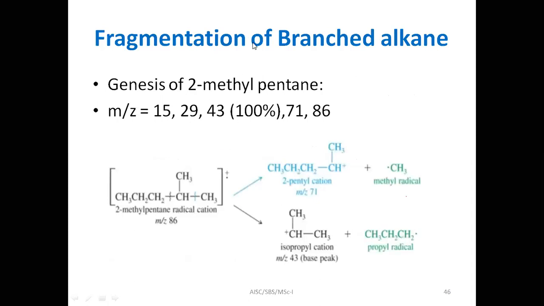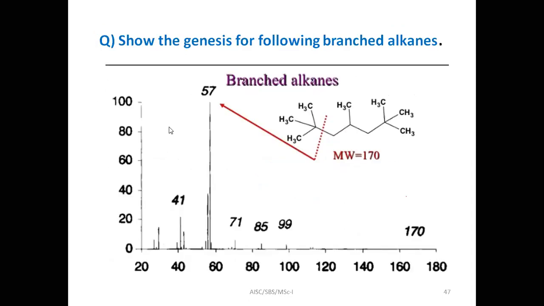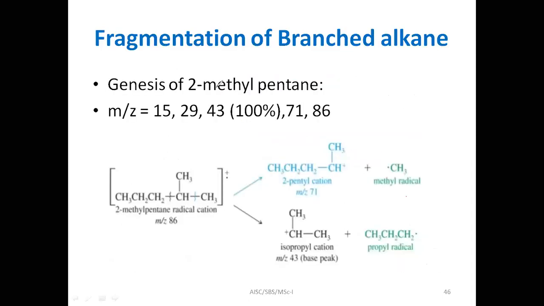Fragmentation of branched alkane. Now we have looked at the straight chain. Now branched alkane. The same fragmentation takes place, because if branching is increasing, the stability of formation of the cation is increasing. So it breaks in such a way that the more stable cation will form. Okay, here give the genesis for 2-methyl pentane. M by Z given 15, 29, 43, which is 100%, that is the base peak, 71 and 86.